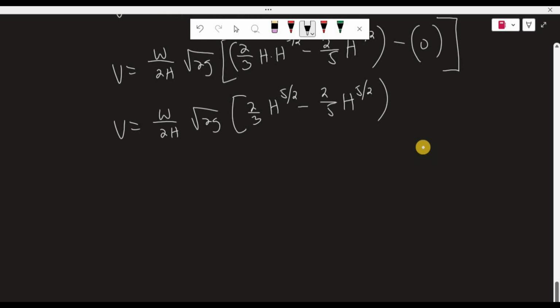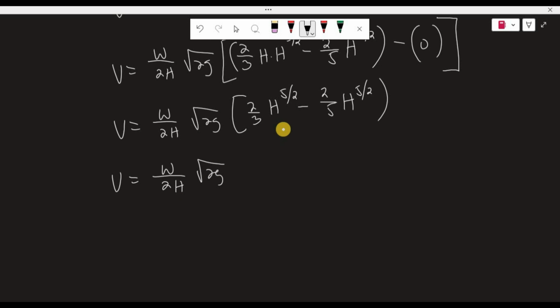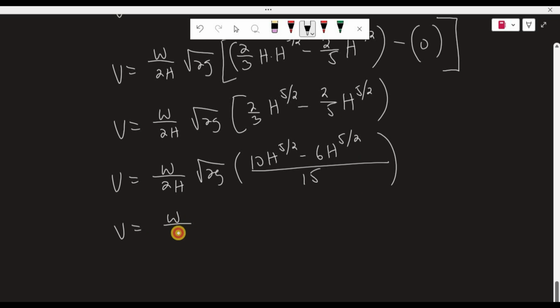So volume equals w over 2h square root of 2g, and then (10h to the 5/2 minus 6h to the 5/2) over 15. So V equals w over 2h square root of 2g times 4 over 15 h to the 5/2.